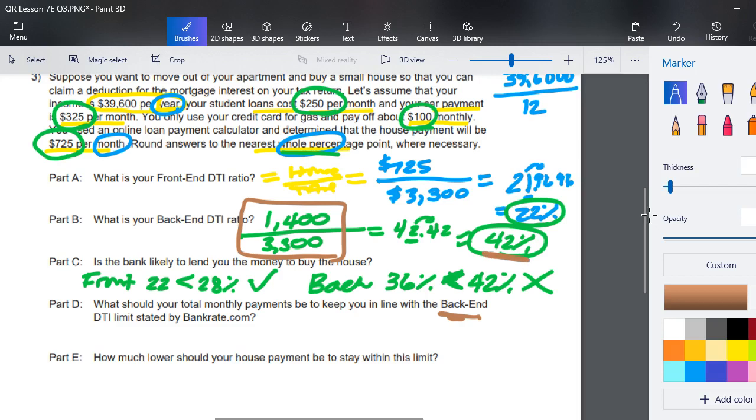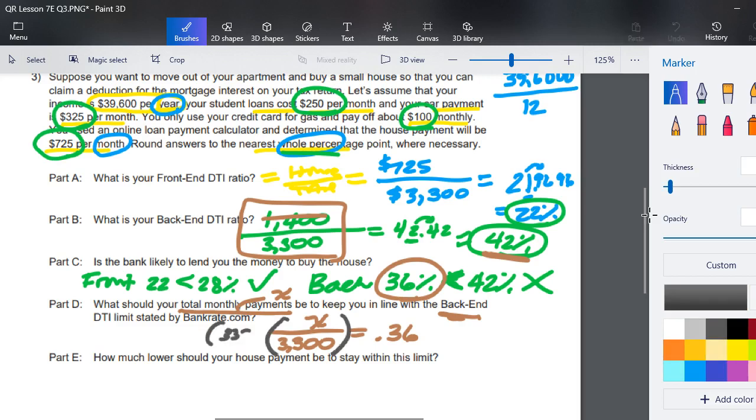So the question is, what should my total monthly payments be to keep me in line with this 36%? So my question mark is total monthly payments. So let's call that X. So now we're not talking 1400 anymore. We're talking about what in the world do I need so that when I divide by 3300, it's going to equal this 0.36 that I need. Looking at this number, I'm going to change colors.